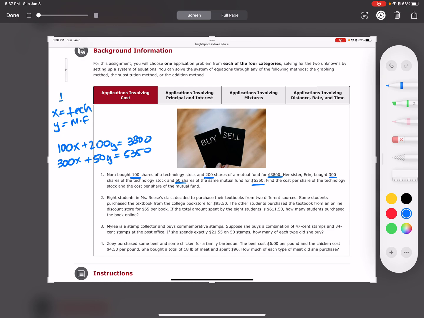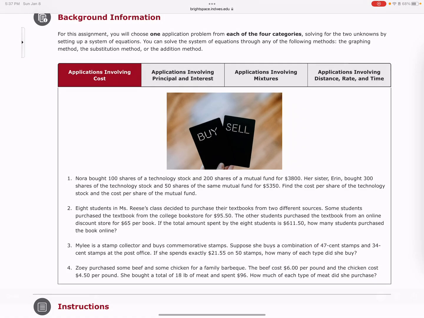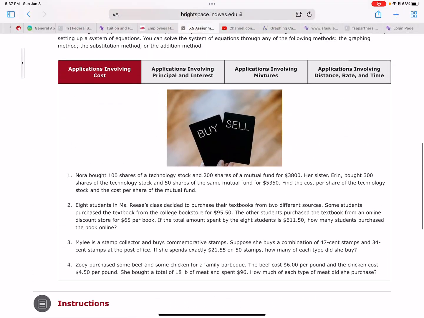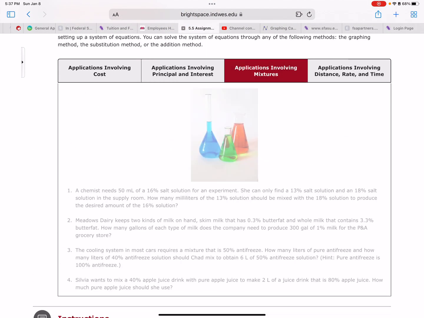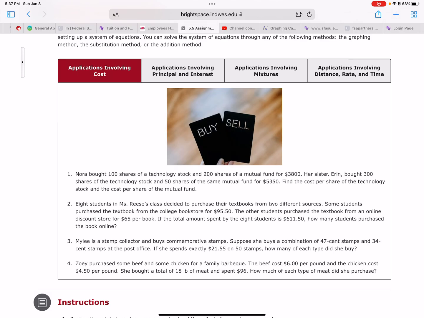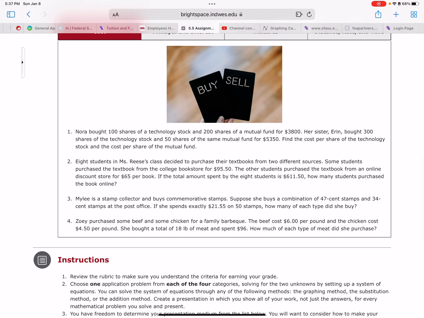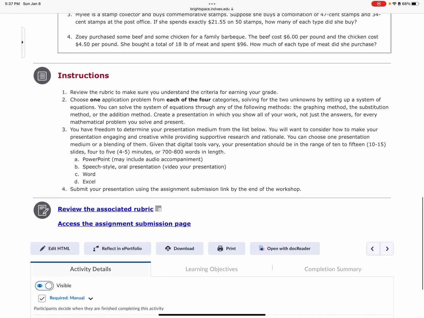So first of all, I would go ahead and write what my x is equal to and my y is equal to, and then second step, I'm going to write my equations. Then it says choose one of the application problems from each of the 4 categories. So you have to do 1 from here, 1 from here, 1 from here, and 1 from here. I just chose number 1 in the first one. And it tells you, of course, to solve the 2 unknowns by setting up a system of equations. And the easiest way, honestly, is to throw it on the GeoGebra where we just were, which I'm going to show you how to do.